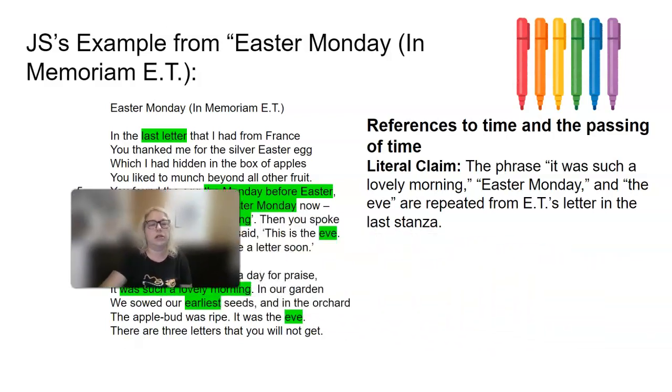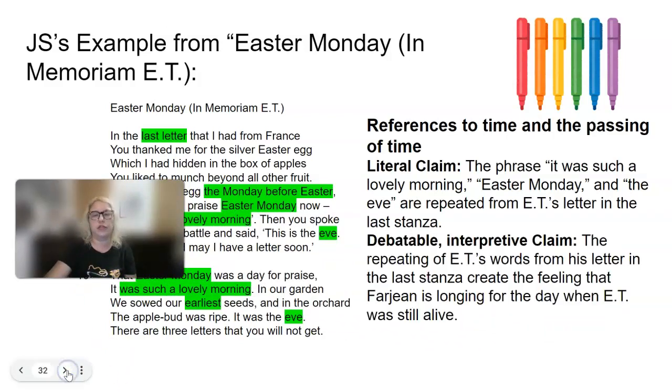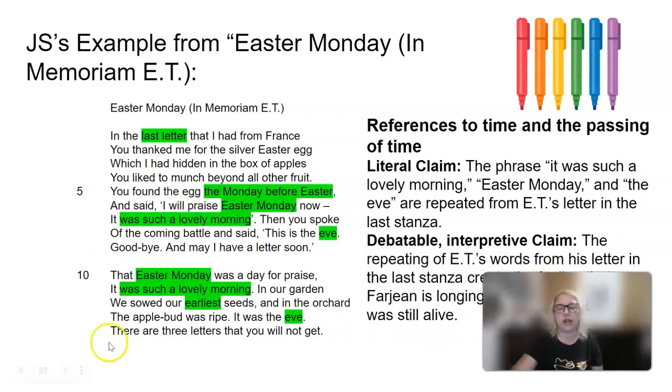And here is the interpretive claim. The repeating of E.T.'s words from his letter in the last stanza create the feeling that Farjeon is longing for the day when E.T. was still alive. All right, so we're getting to the effect of the imagery, the evaluation, the thoughts and feelings that are created, and hopefully to some larger point for writing the piece itself.